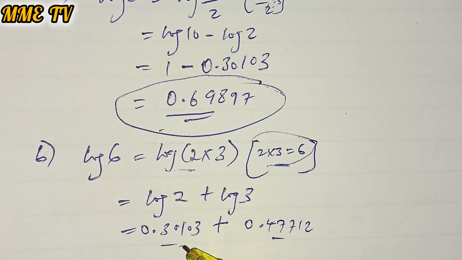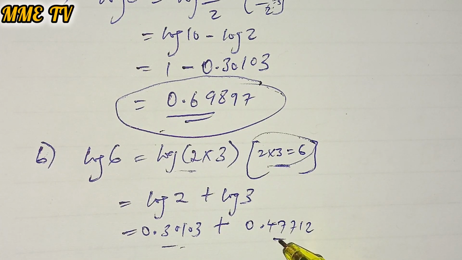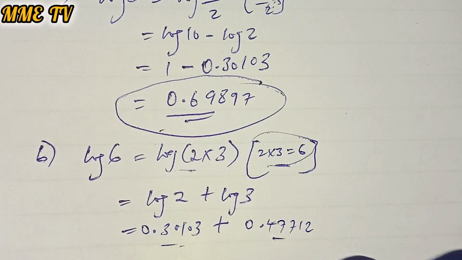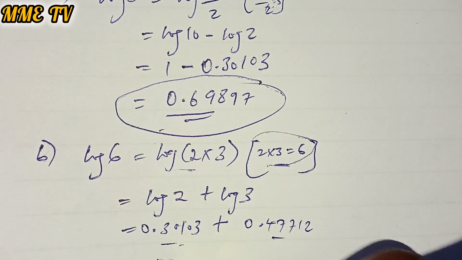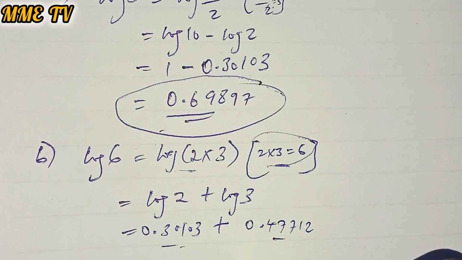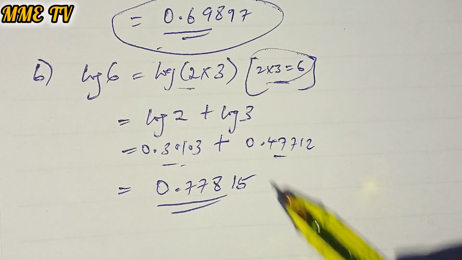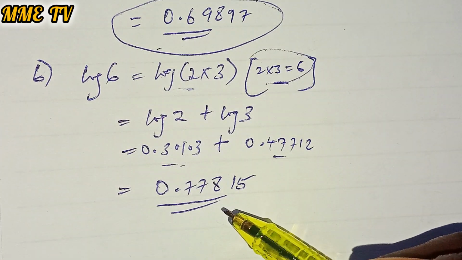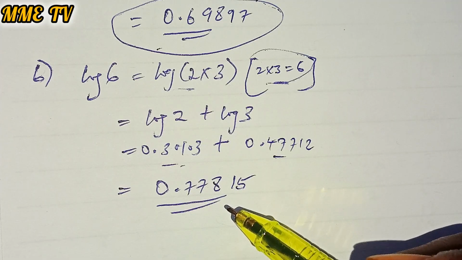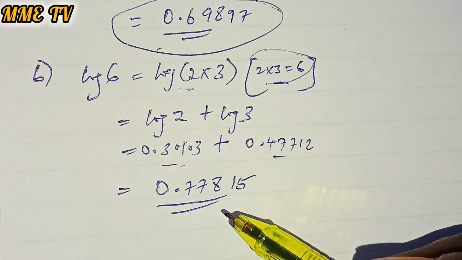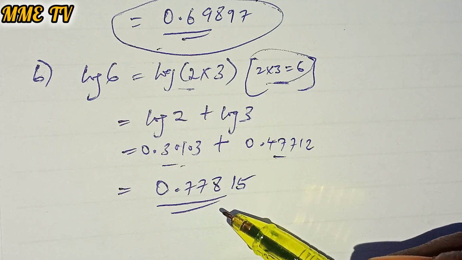This is the initial value given to us as log 2. This is the initial value given to us as log 3. When you add these two values, what are you going to get? It is going to be equal to 0.77815. Now, this is the actual value which we are going to get when you do this with a calculator. But always put this at the back of your mind that the value you get using a calculator is an approximated value.